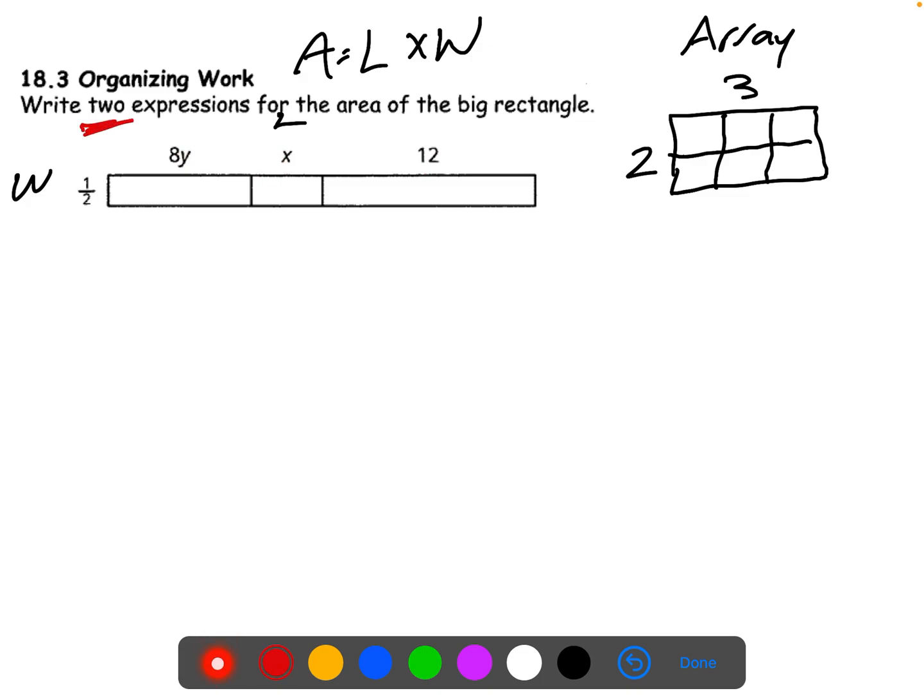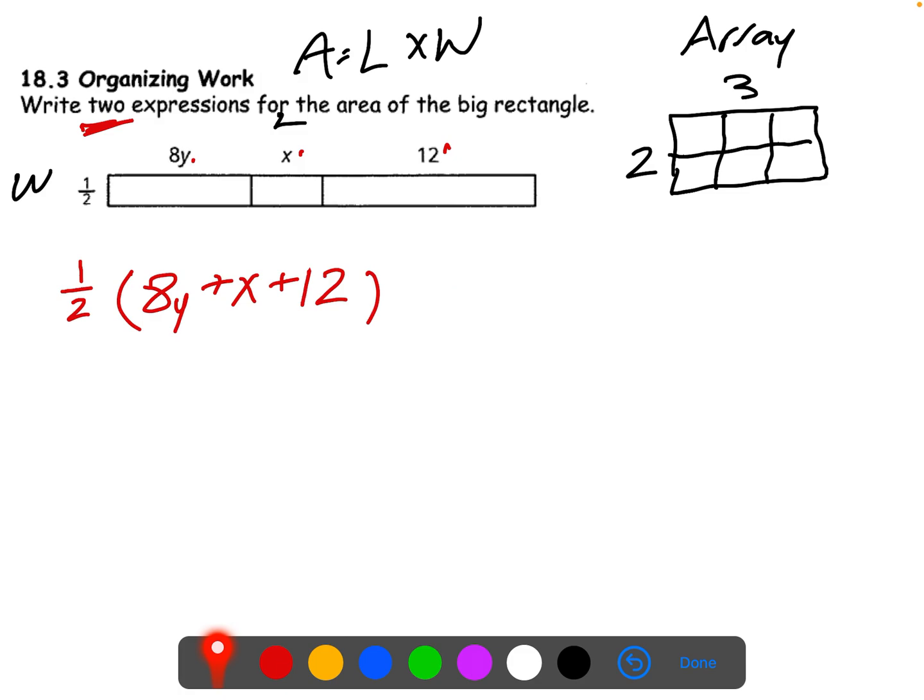We don't want to forget, it says write 2 expressions. So our first expression, we need to take 1/2 times all of those quantities. Now, to me, that sounds like an expression that would have parentheses with it, because we're going to take 1/2 times 8y, x, and 12. Now, all 3 of these terms make up the length of this array, so we need to combine them. We need to add them together. This would be our expression. It's not an equation because we don't know what it equals here. All right, so we'll leave it right at that.